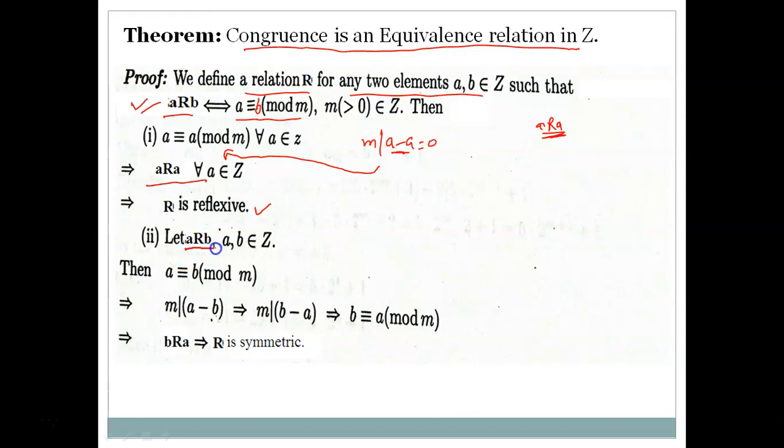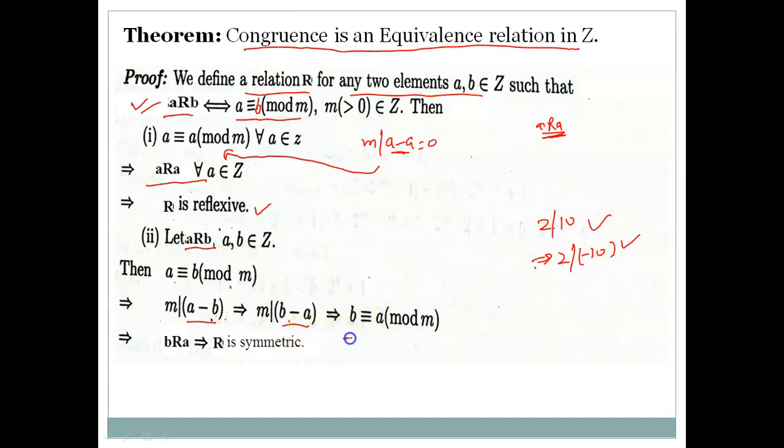Next, we prove the symmetry. Consider a related to b. What does it mean? a is congruent to b mod m. By definition, that means m divides a minus b. That implies when m divides a minus b, then definitely m will also divide b minus a. For example, if 2 divides 10, then definitely 2 also divides minus 10. We can write this because if you take minus common outside, we get it.